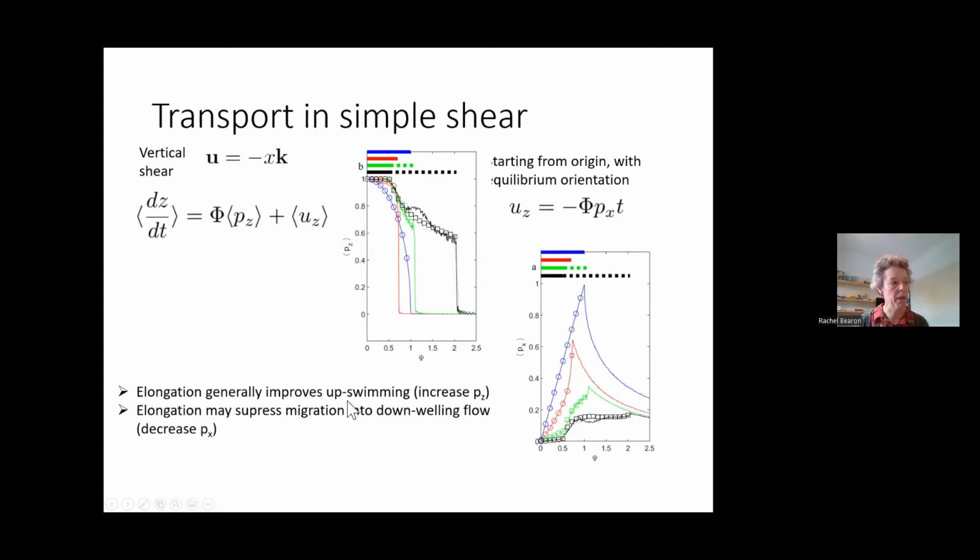It improves your upswimming directly, but it also may suppress your migration into the downwelling flows.